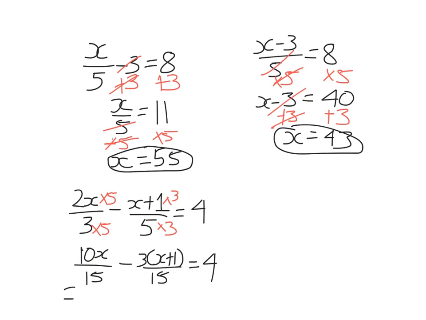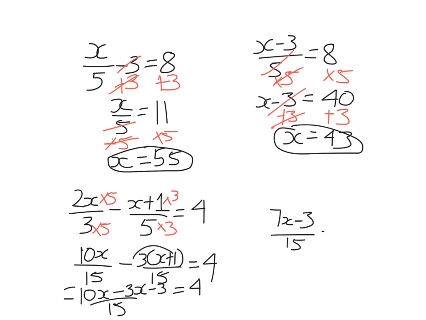So what I have is, remember I just take the numerators and subtract them. So minus 3 times x, and then minus 3 times 1 over 15 is equal to 4. So I can simplify this fraction here even more. So what I get on top, 10x minus 3x is 7x. I've still got the minus 3 by itself. I didn't do anything to it. Over 15 equals 4. Now I'm going to start solving.